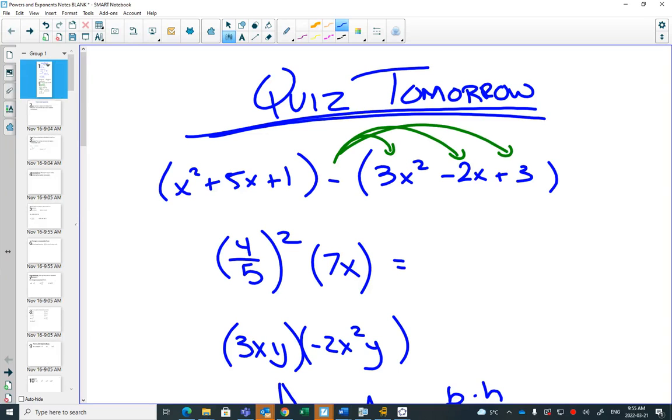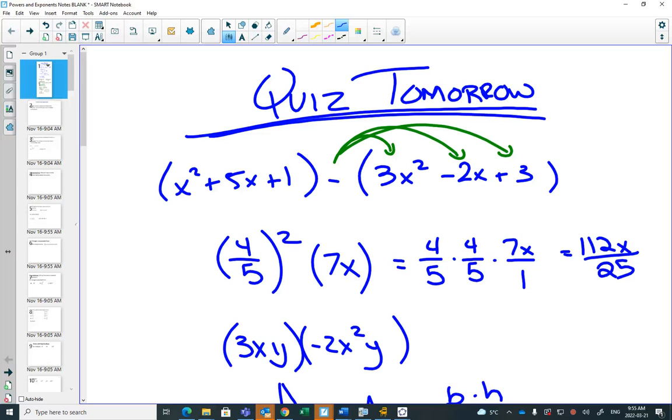Second one, you'd have to simplify this. This is 4/5 times 4/5 times 7x over 1. How do you multiply fractions? You multiply the tops. 4 times 4 is 16 times 7, 112. Okay? 5 times 5, 25 times 1, 25. That would be the final answer.